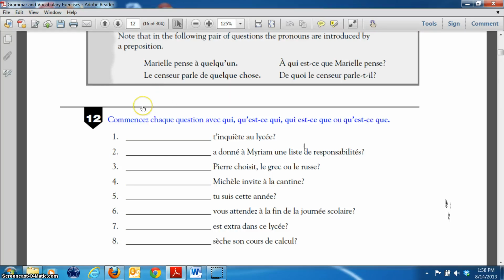All right, here's number 2. A donné à Myriam une liste de responsabilités. So here we have something or someone gave to Myriam a list of responsibilities. Well, that must be a person, probably her mother. So we need a who, and this who looks like the subject of the sentence. So we have a situation of qui est-ce qui, but that is not given here, so we use the modern way of saying it, which is qui. So we're going to say qui a donné à Myriam une liste de responsabilités. Who gave her a list?